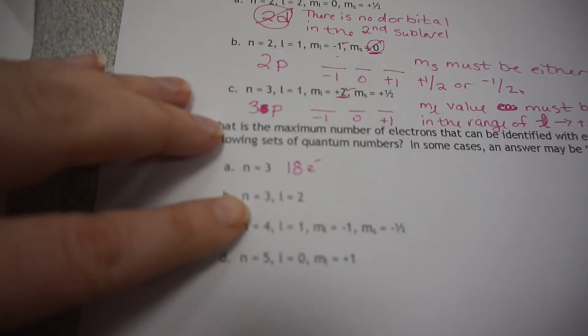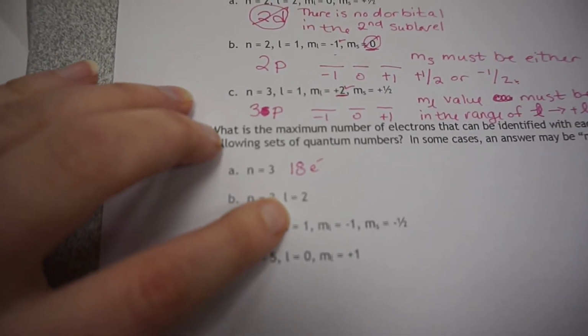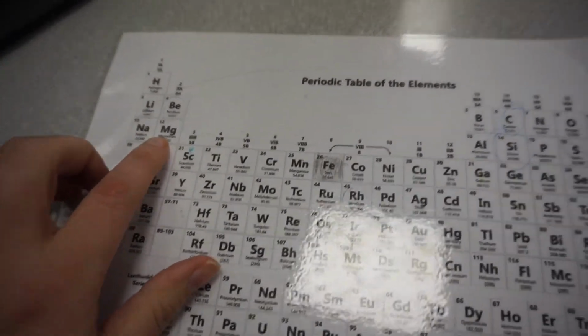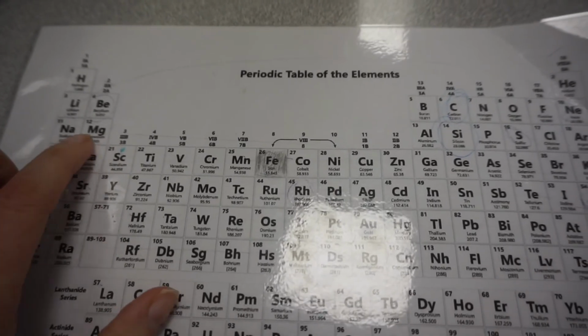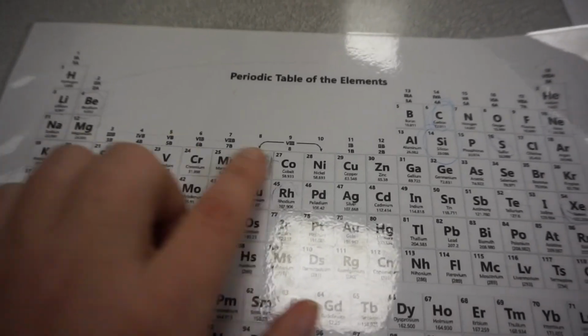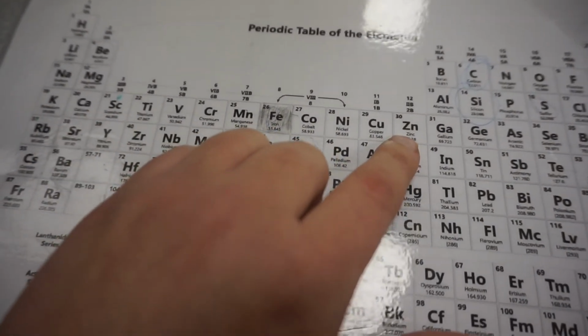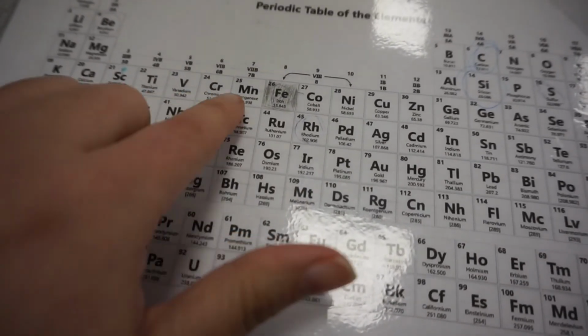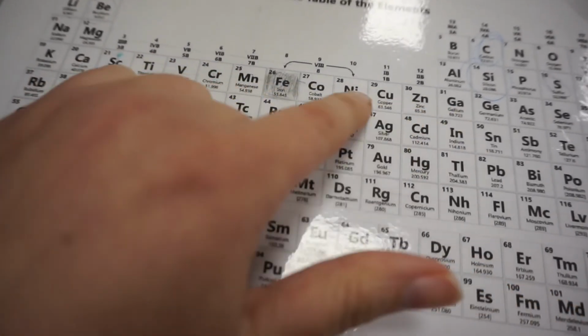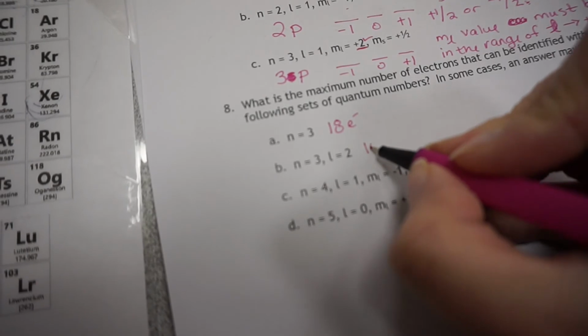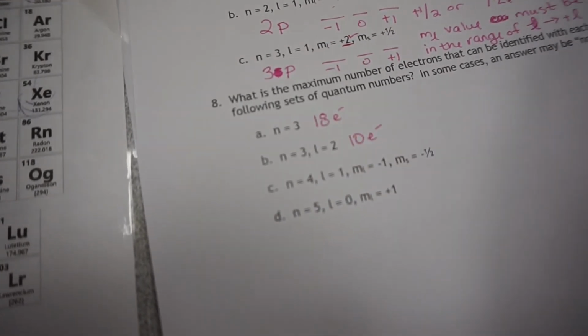Okay, so if N equals 3 and L equals 2, we're on our third energy level again, but L equals 2. So 0 is the S sublevel, 1 is the P sublevel, and 2 is the D sublevel. So basically we can only identify N equals 3, the third energy level, and L equals 2, so that's the D. So that's basically up to 10 electrons that we can identify.